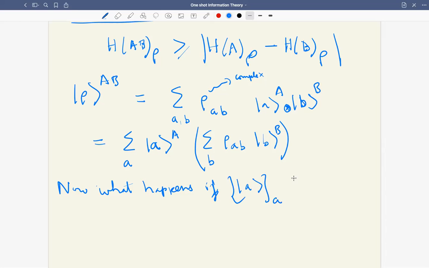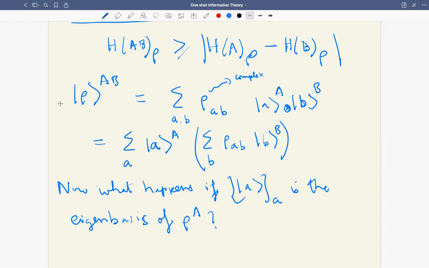If this set of vectors is the basis. Okay. So let's note what I mean by this. Note that I'm not claiming that this A tensor B is some eigenbasis for rho AB.